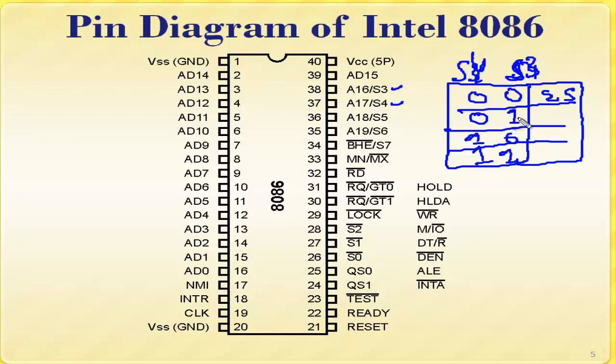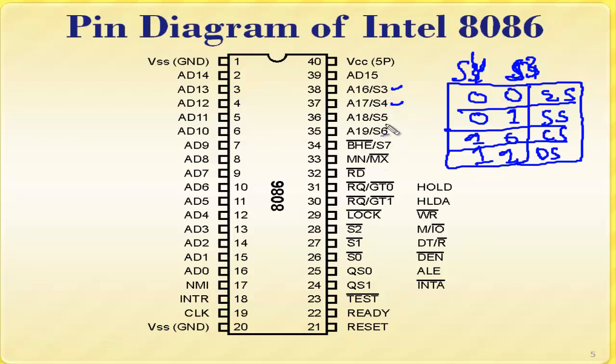If it is 0 1, we are talking about the stack segment, and if it is 1 0, we are talking about the code segment, and if it is 1 1, we are actually talking about the data segment. So which segment you want to access depends upon the value in the S3 S4 combination.